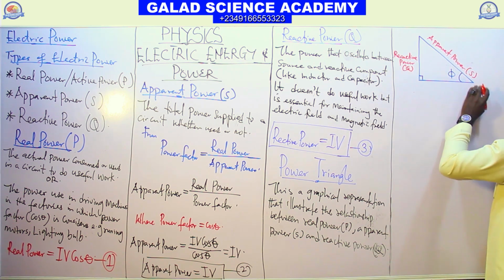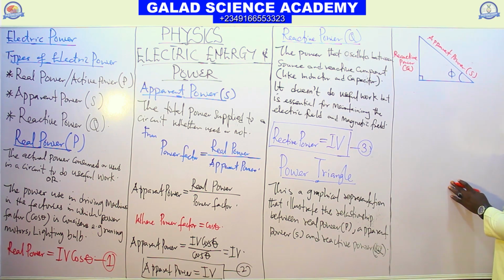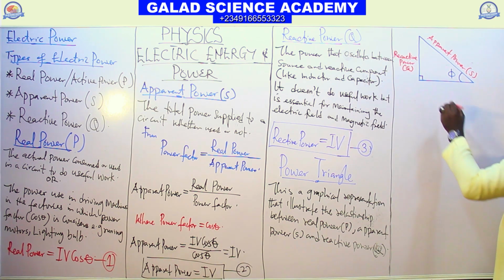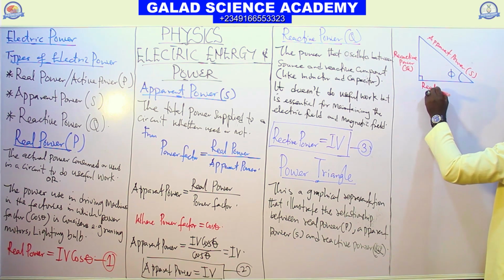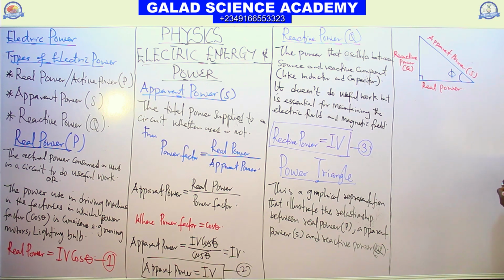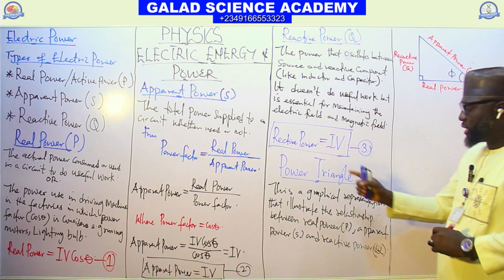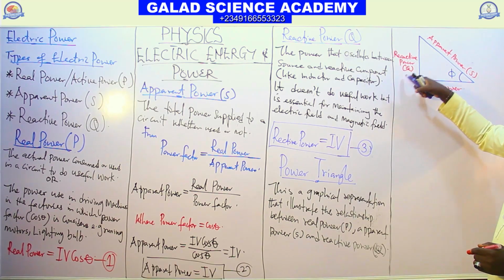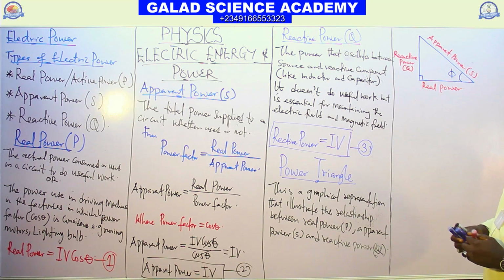X. The adjacent, the horizontal component of the triangle, we call it what? Real power. So the power triangle shows the relationship between the real, reactive, and apparent power.